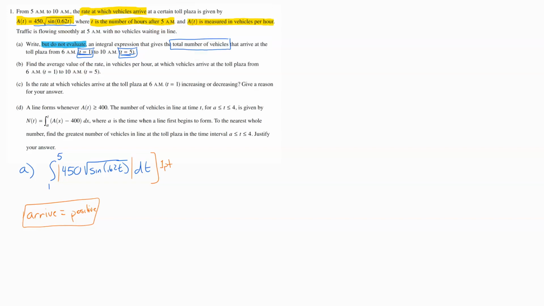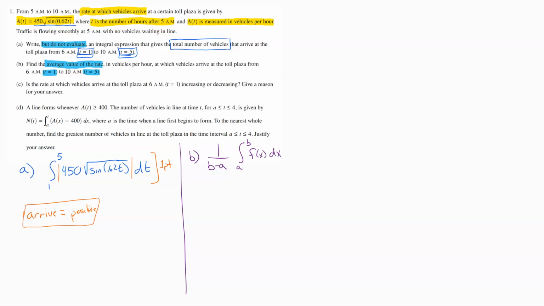Part B now wants us to go ahead and find the average value of the rate, and conveniently it's the same amounts. It's t equals 1 to t equals 5. Well, the average value formula is an integral formula that you just have to have memorized. It's one of those you've got to come into the test knowing like the back of your hand. The average value formula looks like 1 over b minus a times the integral from a to b of whatever you're trying to find the average of dx.